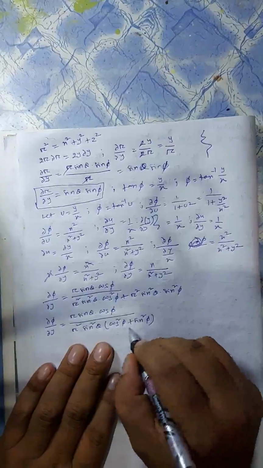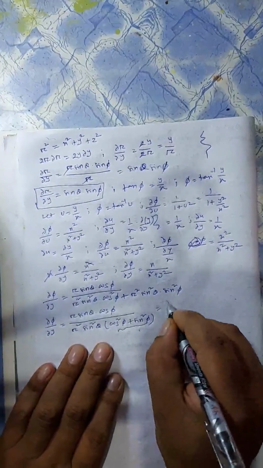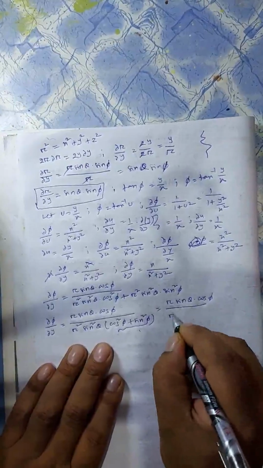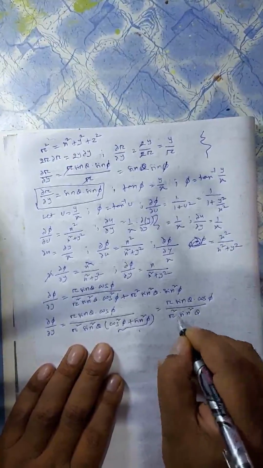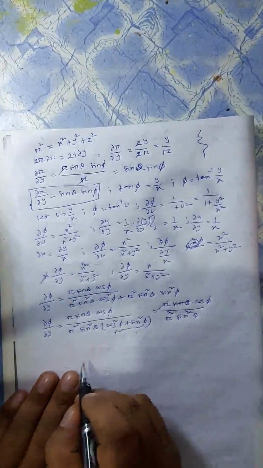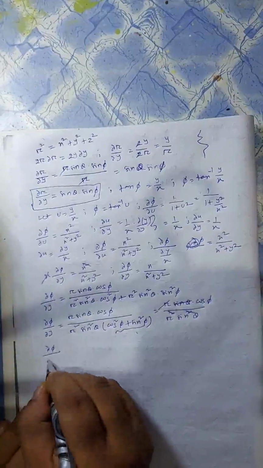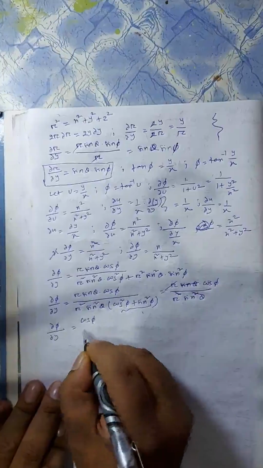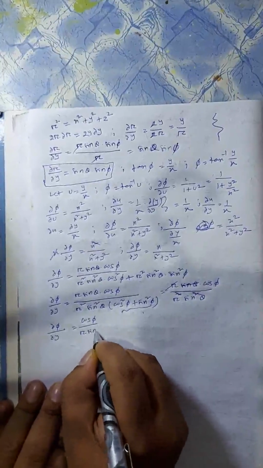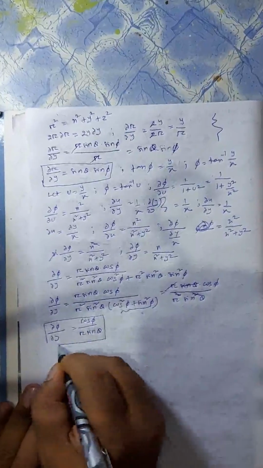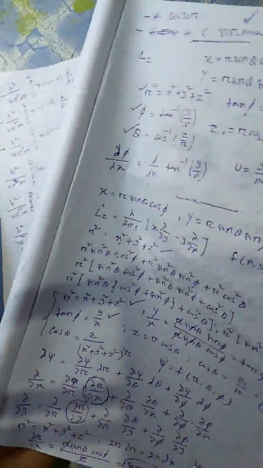Sin square theta, and cos square phi plus sin square phi is equal to 1. R sin theta cos phi divided by R square sin square theta. R cancels R, sin theta cancels sin theta. We get what? Now dou phi by dou y is equal to cos phi divided by R sin theta. Cos phi by R sin theta. This is one thing we get. Okay, dou phi by what? Dou phi by dou y.